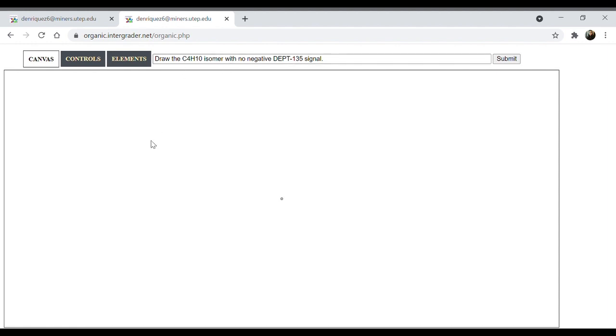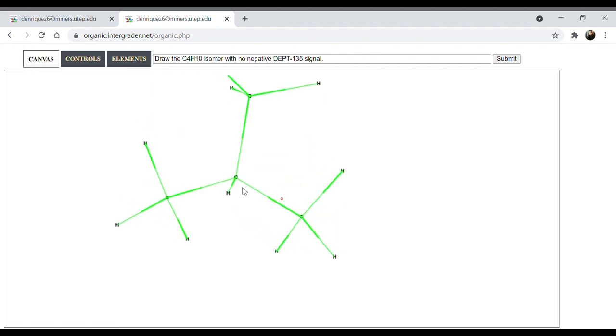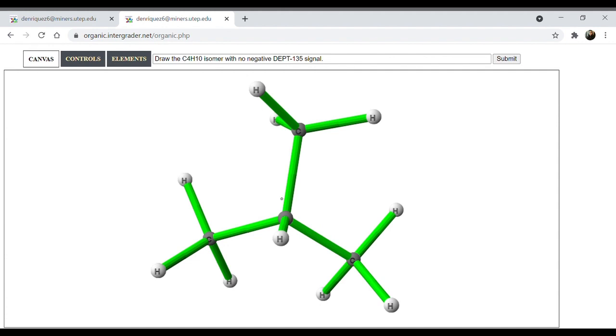So C4H10, I'm going to draw my 4 carbons. It's got no negative DEPTs, which means there should be no methylenes. So no carbon with 2 hydrogens. So this one's not too bad. I'll just go ahead and draw that. So I have my 4 carbons, and none of them have 2 hydrogens. I've got my methyls, but no methylenes.